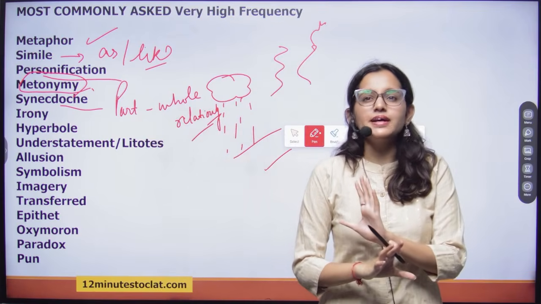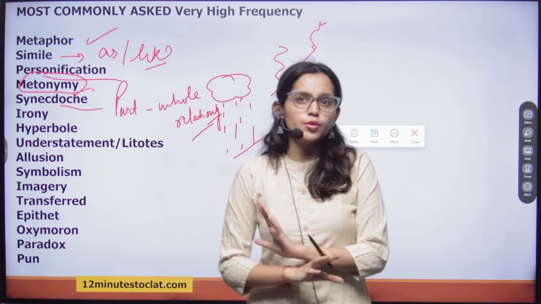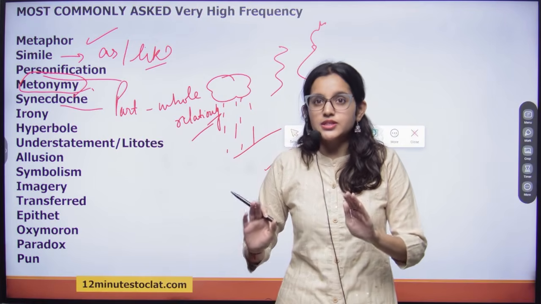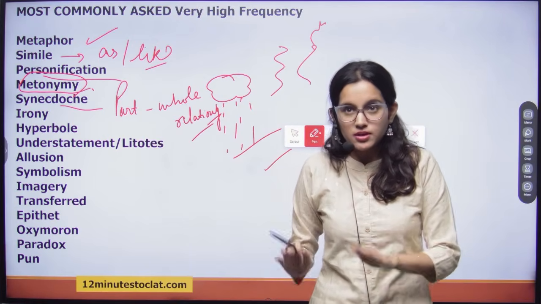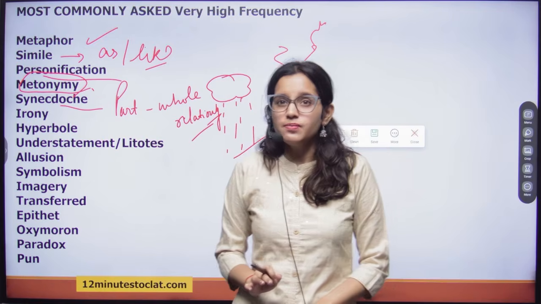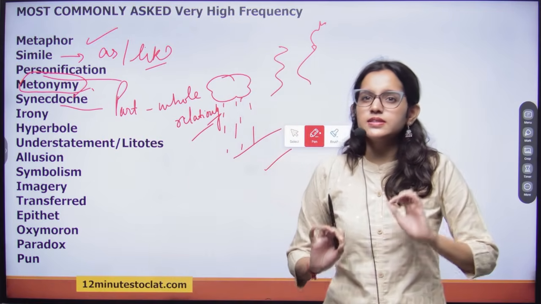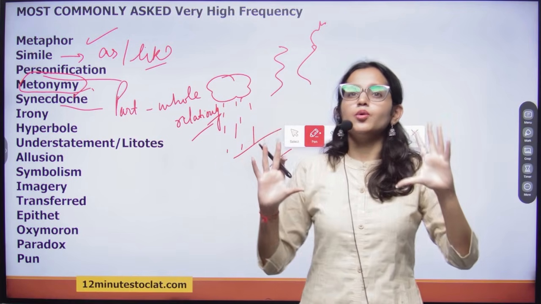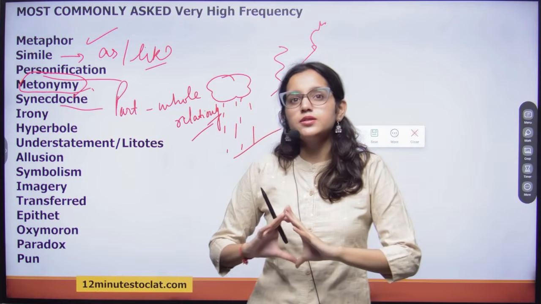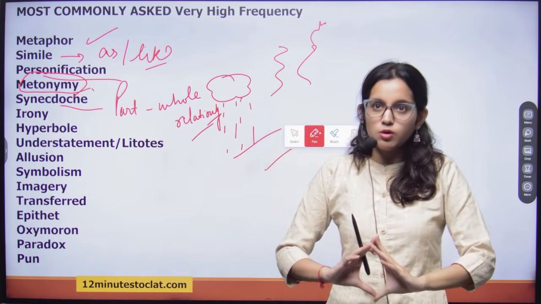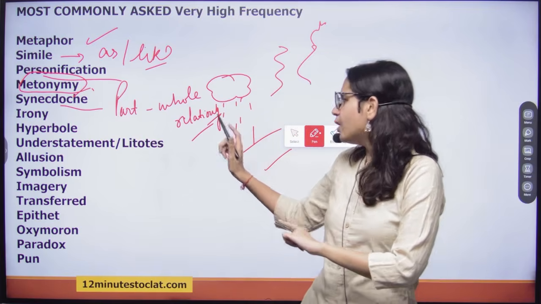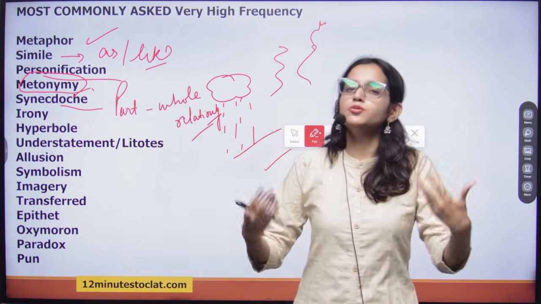For example, they're fighting for the throne. Now, are they fighting only for the throne? No, they're fighting for the position. They're fighting for kingship. This is when you're using a part of something to represent the whole thing. This is called synecdoche. Synecdoche shows you a part-whole relationship. If you have a doubt in here, write in the comments. I'll give you more examples.